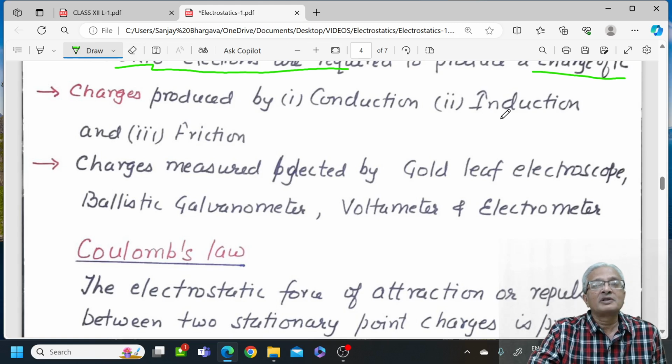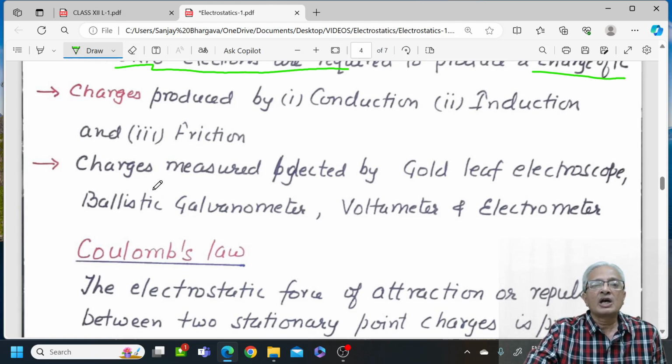They are not in contact with each other. They have a small distance between them. Equal and opposite charge would be induced in the body. So that is action at a distance. In friction, what happens? The two bodies are made to rub against each other. Electrons are transferred from one body to another. So the body which gains electrons becomes negatively charged and the one which loses electrons becomes positively charged.